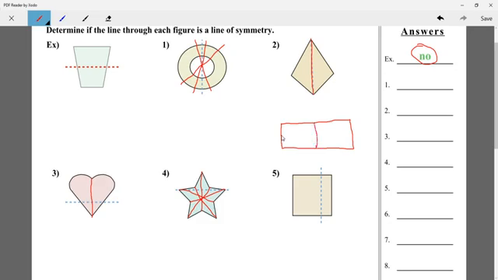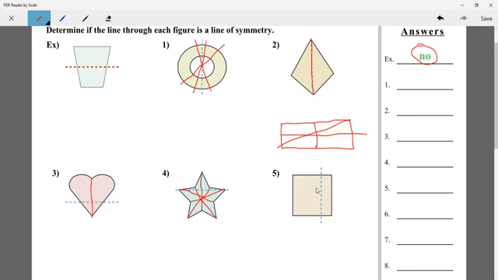Now, a rectangle only has 2 lines of symmetry, because if you were to cut it like this, it is not the same. And you can test this by just taking a regular piece of paper. Pieces of paper are already cut into rectangles, and if you just try to fold it corner to corner, it does not work. So that's a brief overview of lines of symmetry.